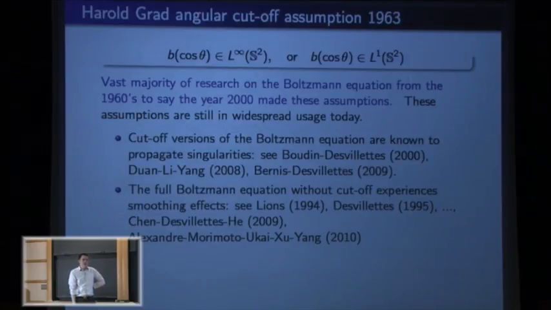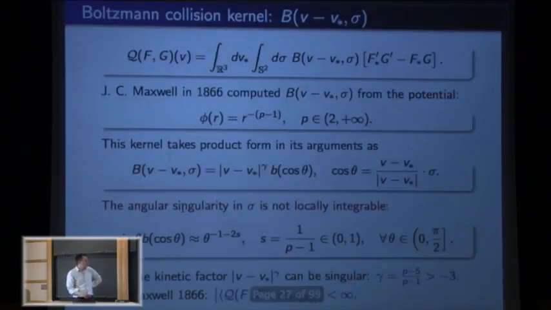But if you have a specific model, like hard spheres, yeah, this would happen. Yes, absolutely. The statement is that the smoothing effect is a contribution of the non-linear term and not of the kinetic term. The smoothing effect is a contribution of the angular singularity in the nonlinear term. Yes, that's absolutely the statement. The smoothing effect is a contribution of this singularity.